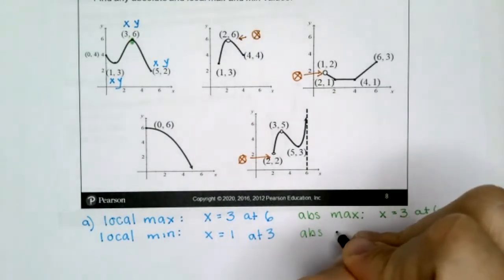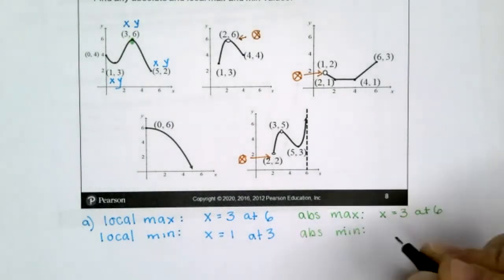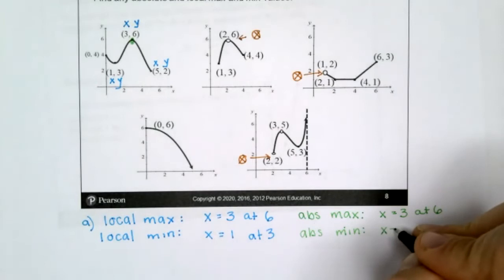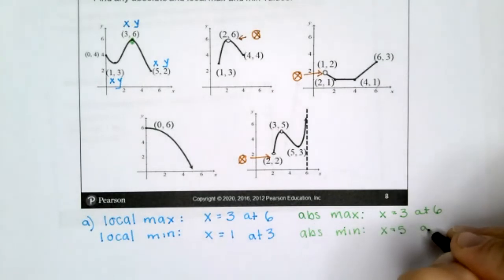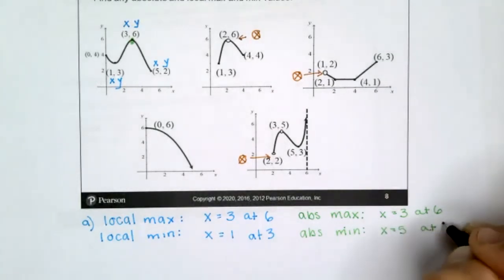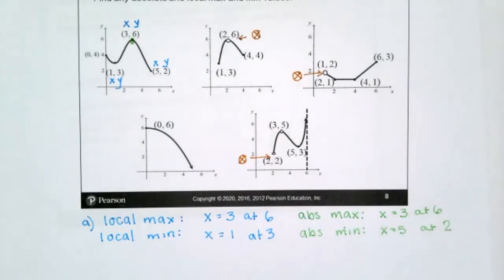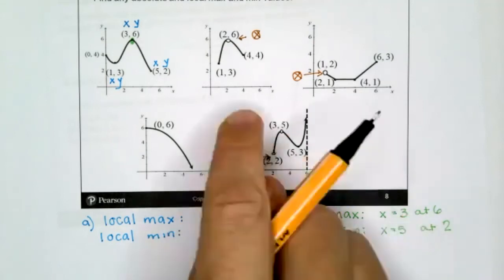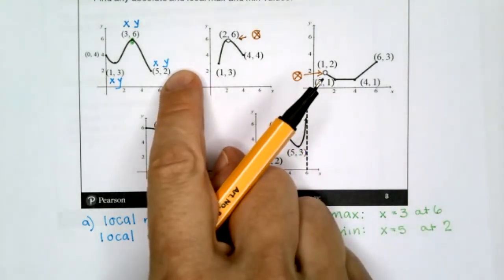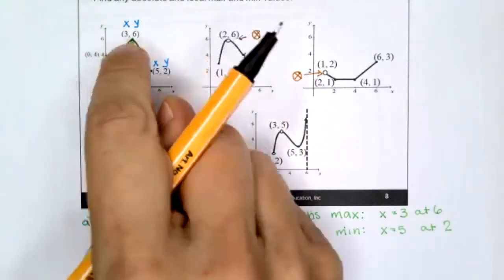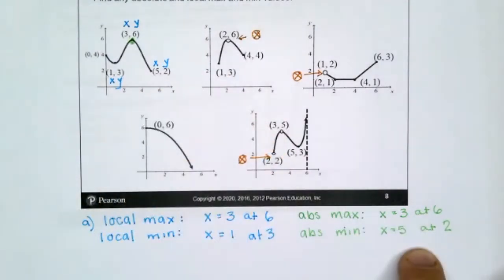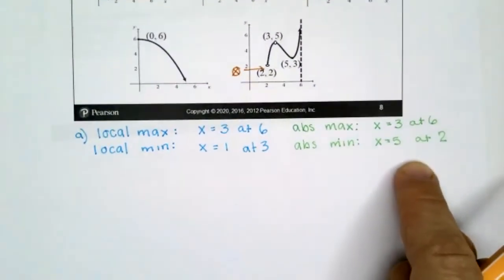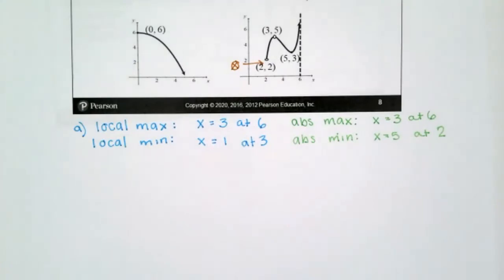Absolute minimum. What's my lowest point on the graph? It's going to be 5 at 2, because 2 is the lowest that Y gets. Y is 4, Y is 3, Y is 6, Y is 2. Y is 2 is the lowest. All right, next one.